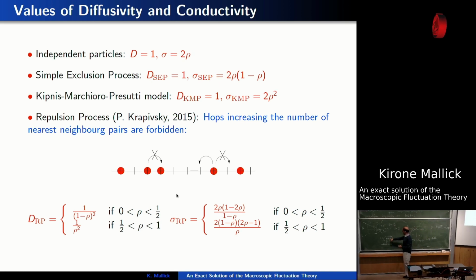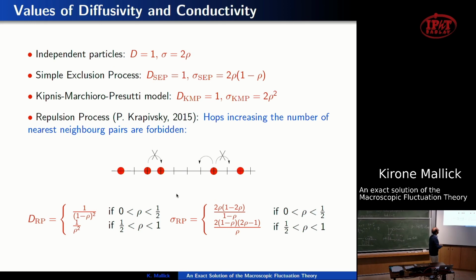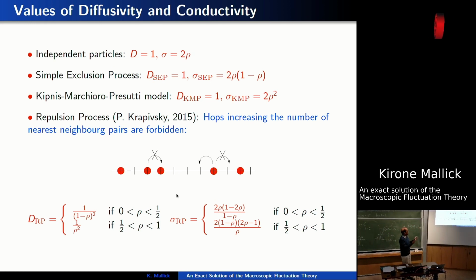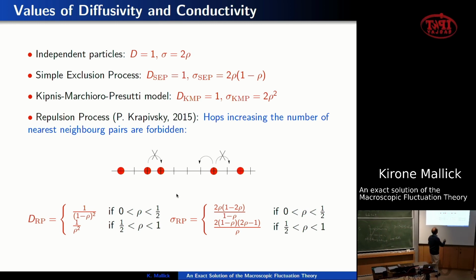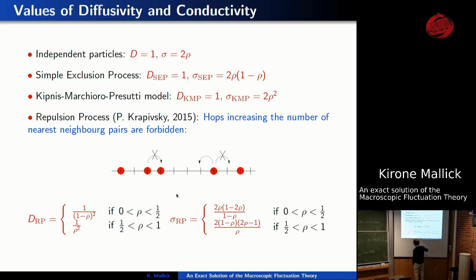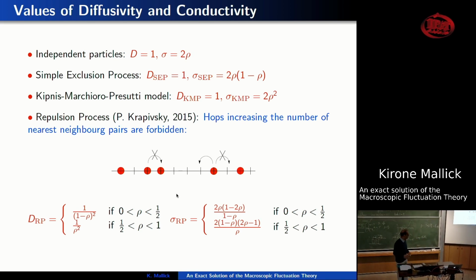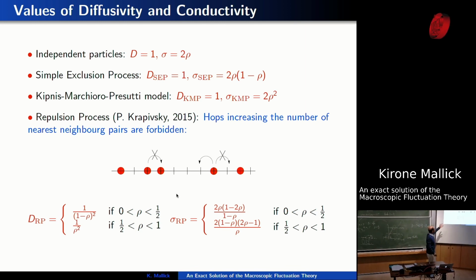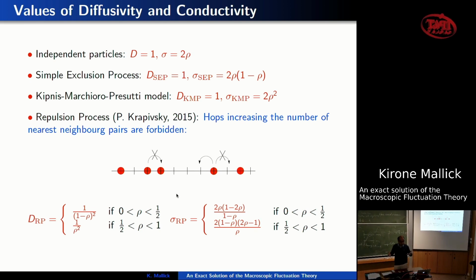You again have hardcore exclusion, but you have an extra constraint. You're not allowed to increase the number of aggregates, the number of nearest neighbor pairs. For example, in the exclusion process, this jump would be perfectly allowed, but in Paul's repulsion process, it's not allowed. And here you see D and sigma are less trivial, more complicated functions, rational functions.